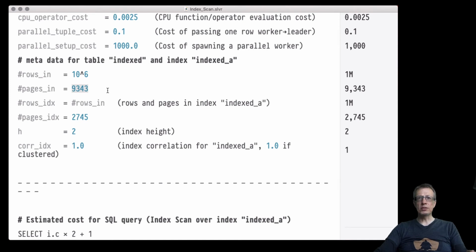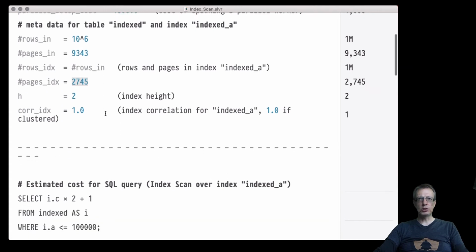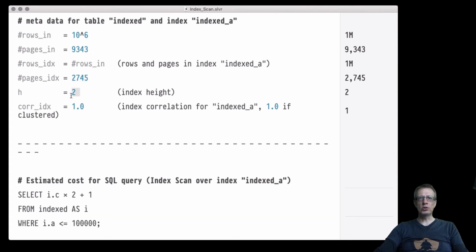We have just queried these as 9,343. The number of rows inside the leaf level of our index will, of course, be 1 million because we are talking about a dense index here. The number of pages in the index is 2,745. The meta level has just told us so. And the index height is 2. You see that we are very well prepared here.